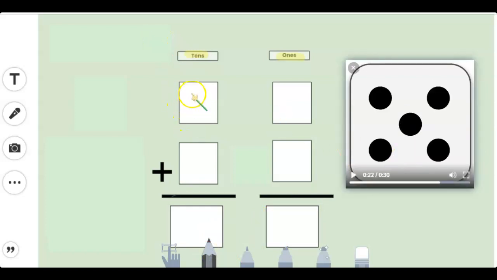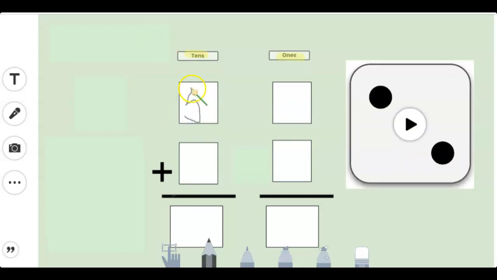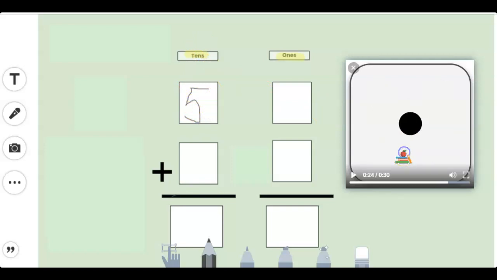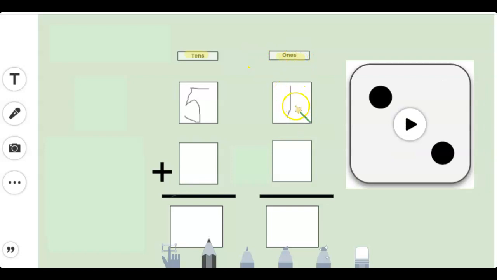So I have a 5. I'm going to put a 5 in this place. The digit 5, when I put it in this place, is 5 tens, or 50, right? Plus 1, and I'm going to put this 1 in the ones place. So the number I just built is 51.